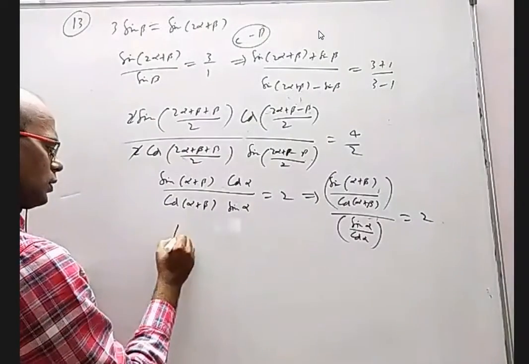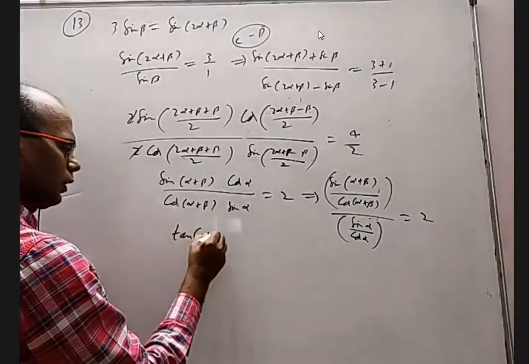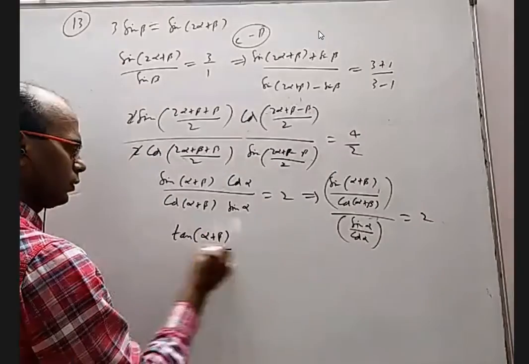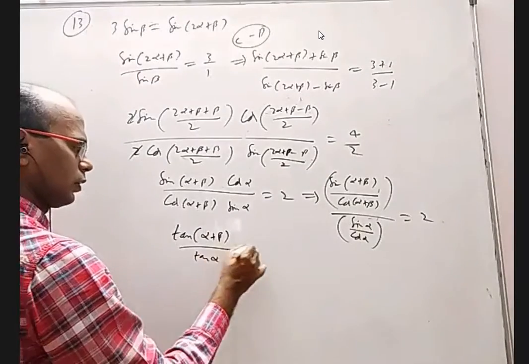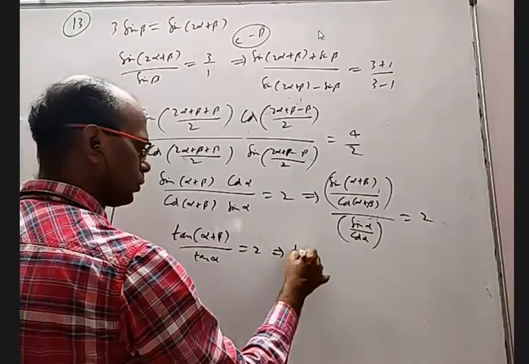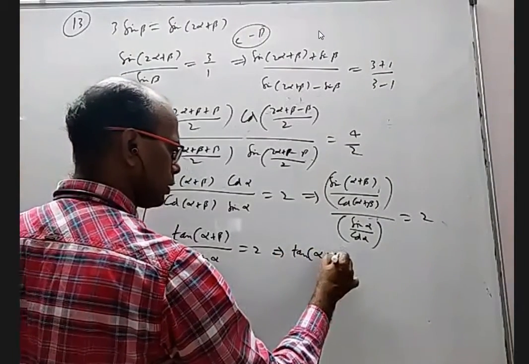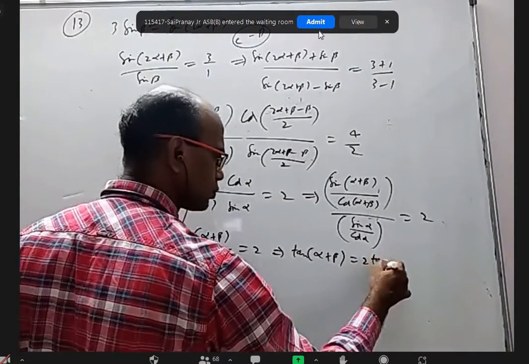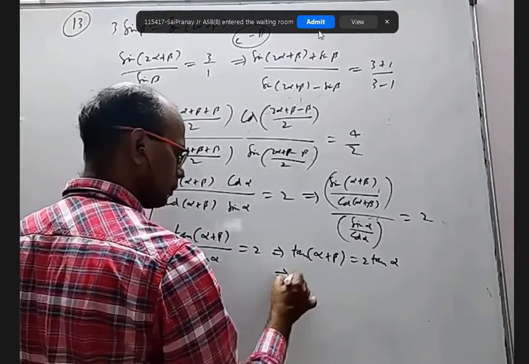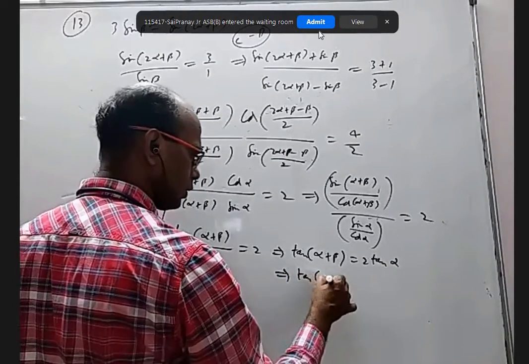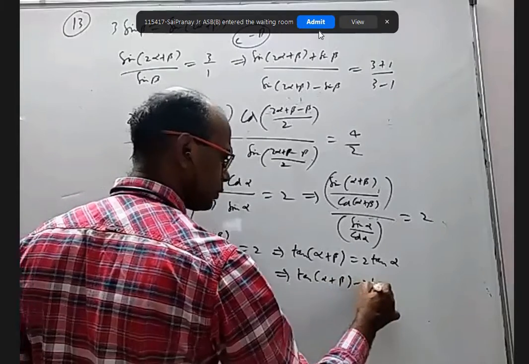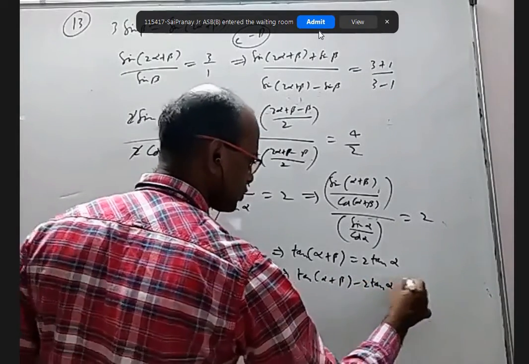Okay, so that is tan (alpha plus beta) by tan alpha equal to 2. So that is tan (alpha plus beta) is 2 tan alpha. And tan (alpha plus beta) minus 2 tan alpha is 0.